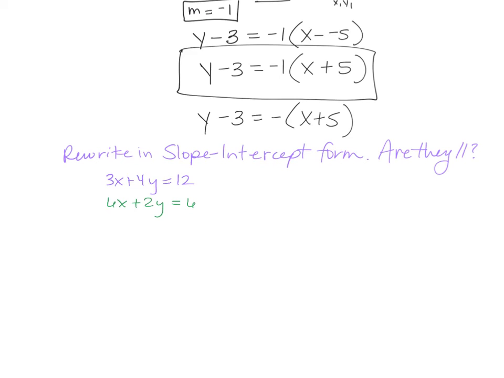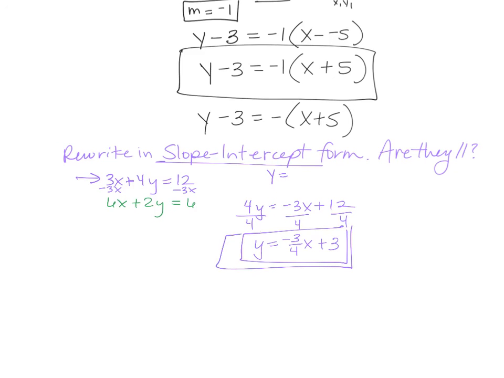Okay, in order to know their slope, we need to put it into slope-intercept form. Remember, slope-intercept form, you are just solving for y. We want y equals something. So for this first one, we're going to take away a 3x from both sides. So we get 4y equals -3x plus 12, and then we're going to divide by 4. So y equals -3/4 x plus 3. Okay, so that's our first one.